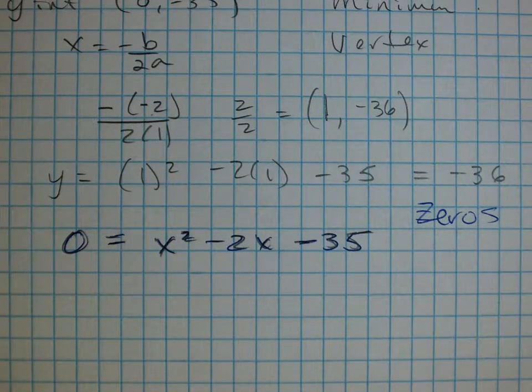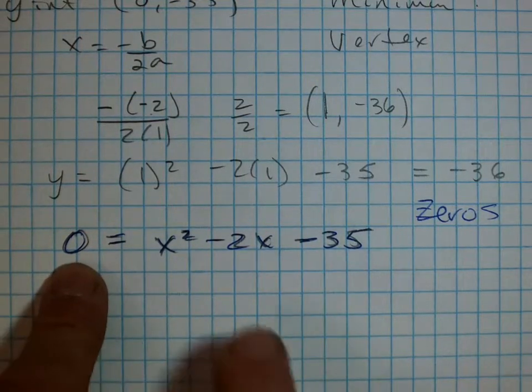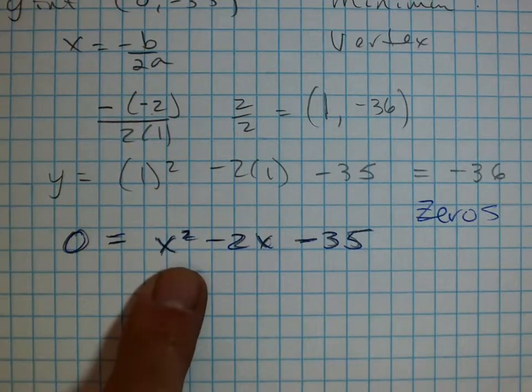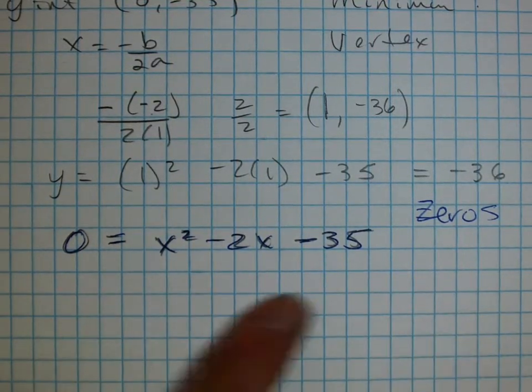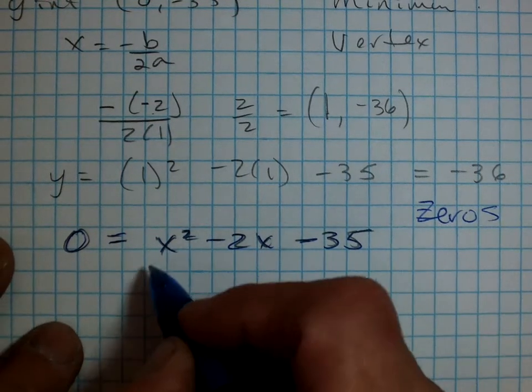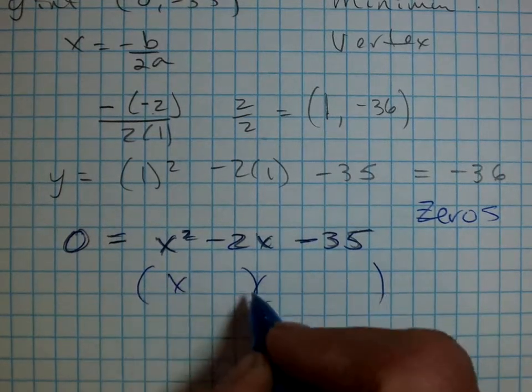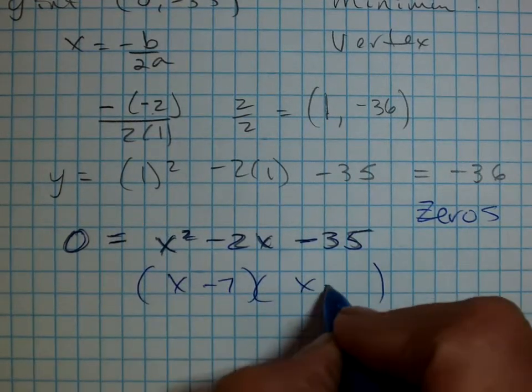Okay, so now, let's go back to this, you guys. So, I got to find the zeros. First of all, I'll give you a hint. How many answers? 2. Anybody have an easy way to solve for the 2? Factor. Okay. x minus 7, x plus 5. Yes, Josiah. x minus 7, x plus 5.